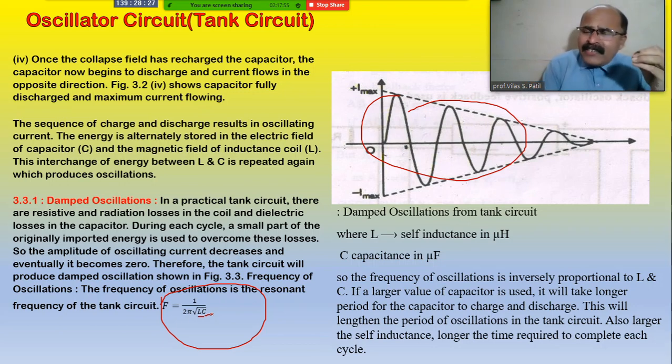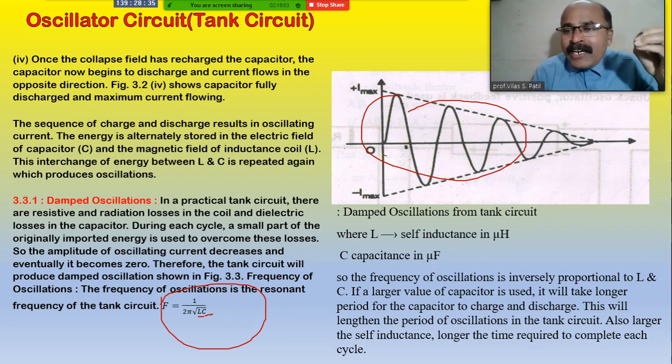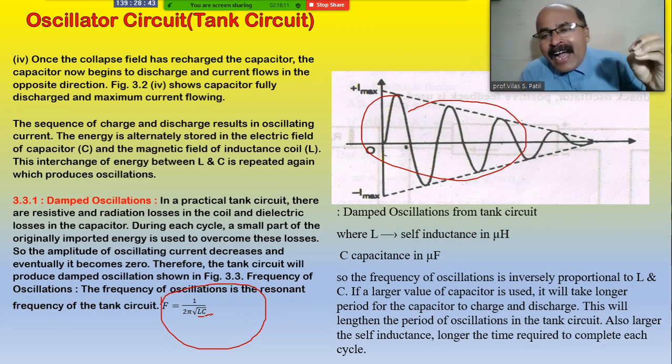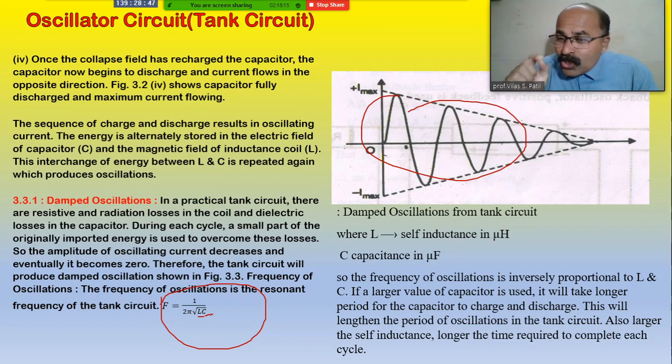Then here, the tank circuit is very important. The tank circuit is used to start the oscillatory motion in a direct current. It is used to convert the direct current into alternating current, but with the frequency determined by the magnitude of the inductance and capacitance. But the signal is damping, decaying, decreasing in each oscillation or in each cycle.